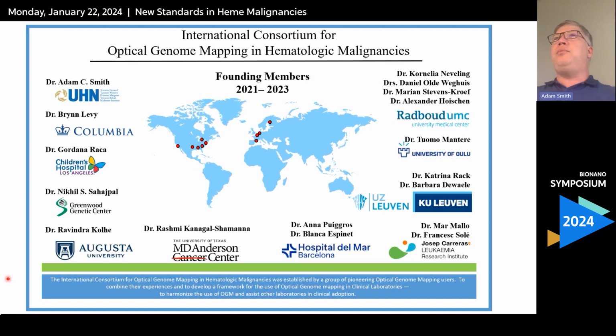Firstly, I would just like to recognize the fact that this work is the work of an international consortium of multiple institutions across Canada, the United States, Spain, Belgium, the Netherlands and Finland. And this group has worked very hard to really try to put all of the ideas that we have about the clinical implementation of optical genome mapping in the context of hematologic malignancies into a framework.